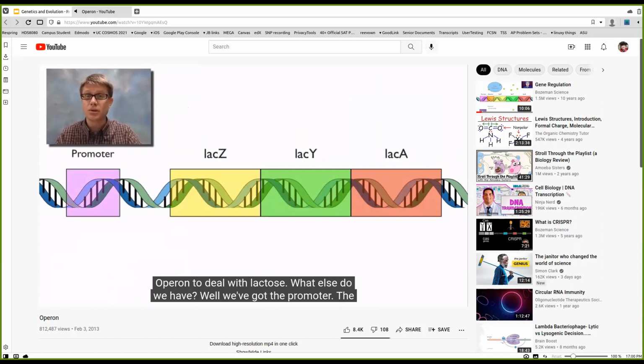What else do we have? Well, we've got the promoter. The promoter is the region of the DNA where the RNA polymerase can grab onto the DNA.